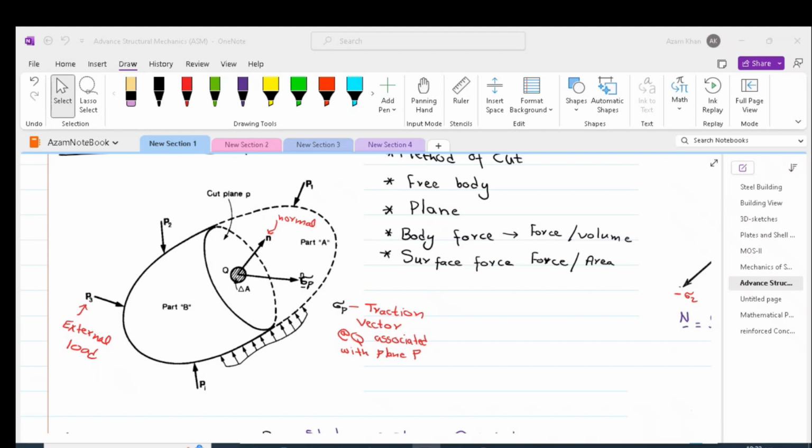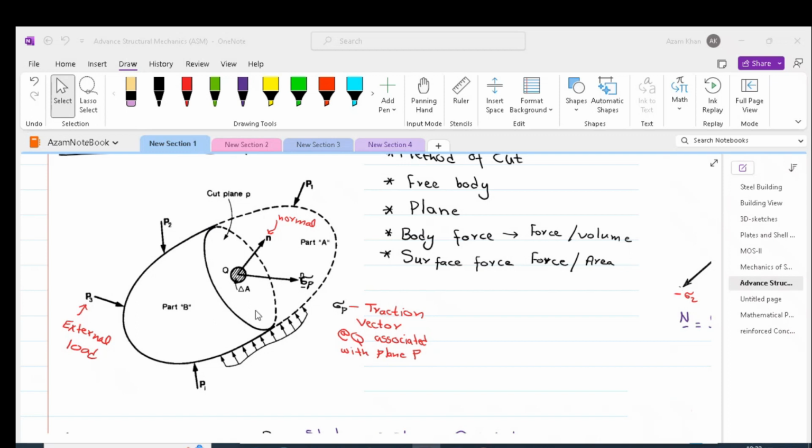In the analysis of stresses, there are some other definitions which are required, and let us go through them one by one. The first definition is a free body. A free body, or a small element of a body, is imagined to be cut from the material and free from the remaining part, with the external forces acting on that element.